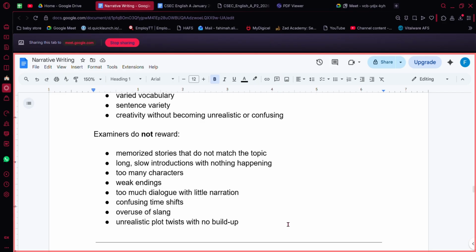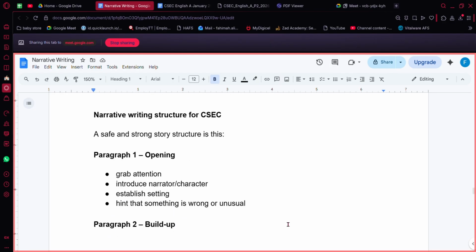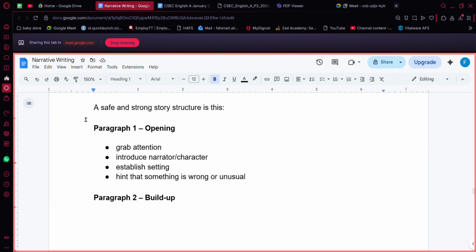So just a simple narrative structure for the CSEC exam is when you write your first paragraph, the opening of your story, try to grab your reader's attention as much as possible. Also try to introduce the narrator or whoever the main character is. Also establish the setting of your story. Give a hint that something is wrong or unusual. Because you have to start your story, right? You don't have that many words.